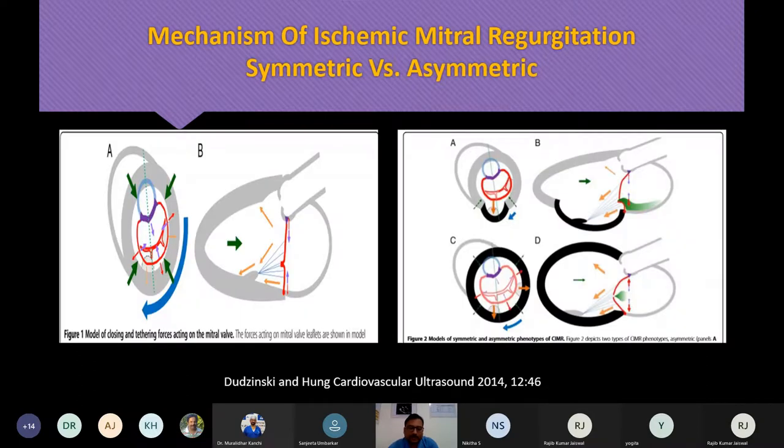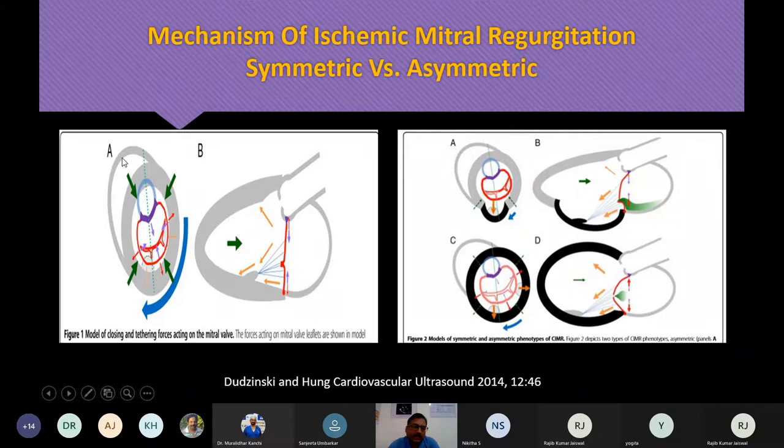So this is a brief mechanism depicted here of ischemic MR, which has two categories: symmetric versus asymmetric MR. If you can see here, because of the regional LV remodeling following the posterior myocardial infarction or inferior wall MI, there is a pulling of only one leaflet, tethering of only one leaflet, resulting in the eccentric jet.